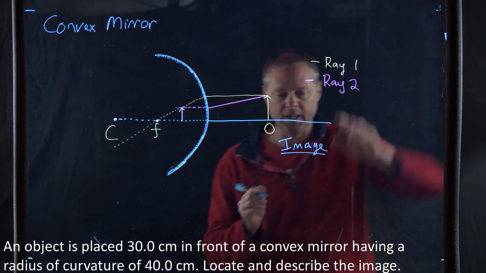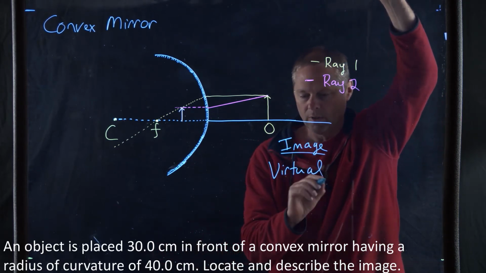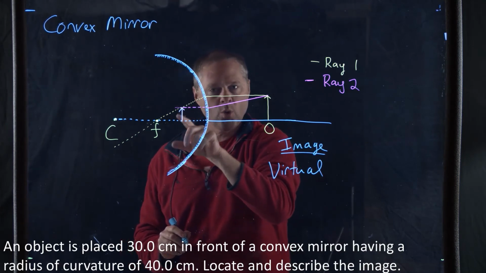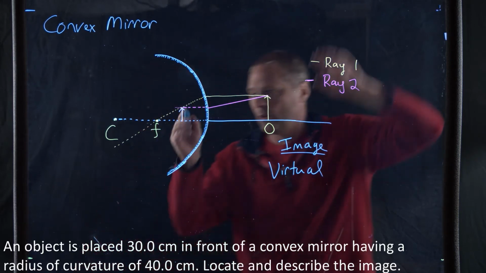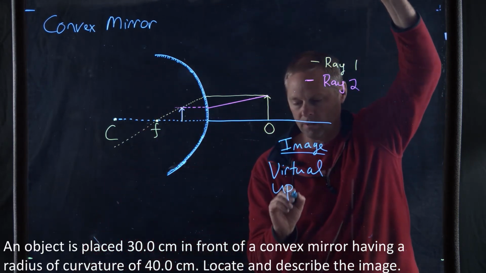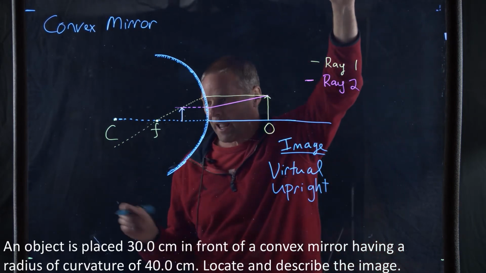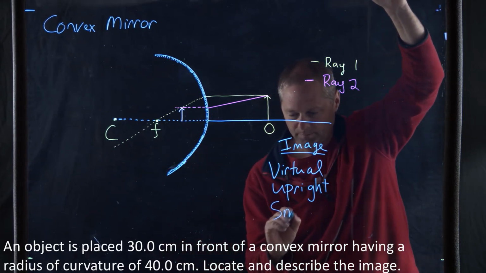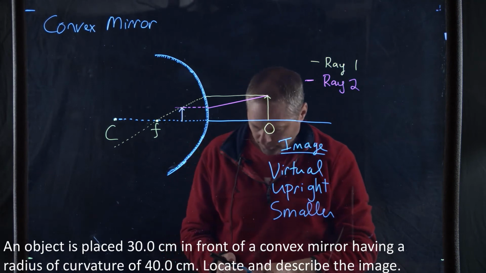And so the image is going to be virtual because it's going to be behind the polished part of the mirror. So it won't be able to be displayed upon a screen. It's going to be upright. And as we can see, it's going to be smaller than the actual object.